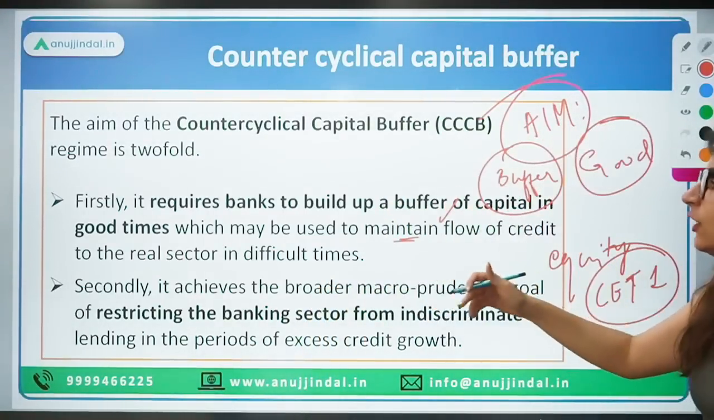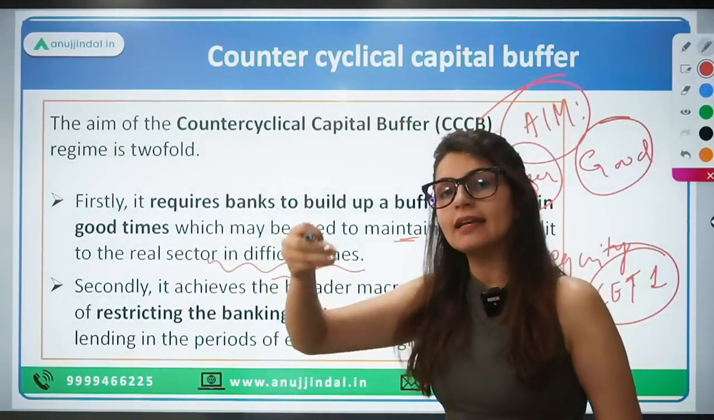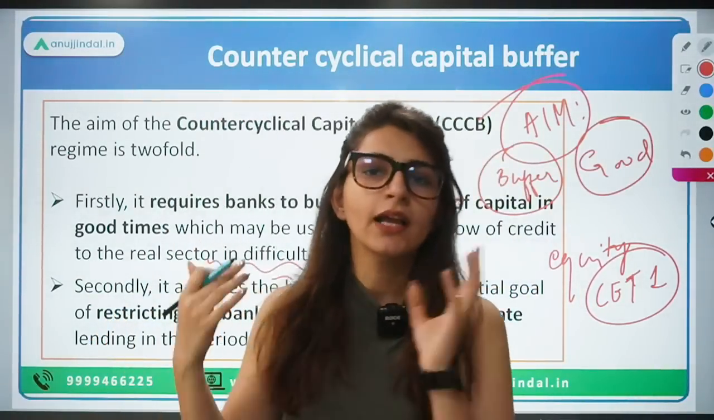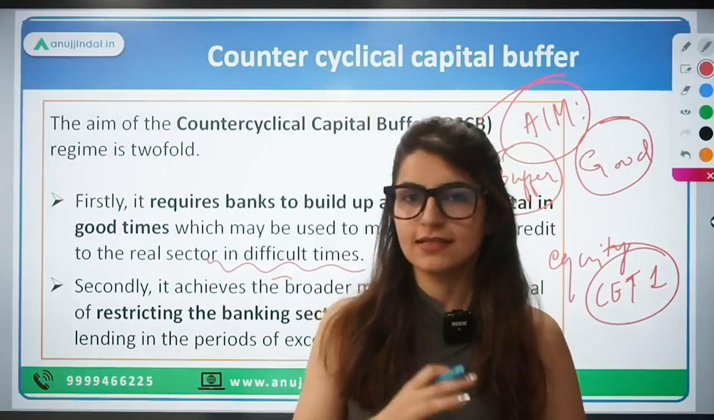Maintain the flow of credit to the real sector in difficult times. When credit creation is slowing, credit growth is not taking place, and a recession period is going on, then this capital can be utilized.